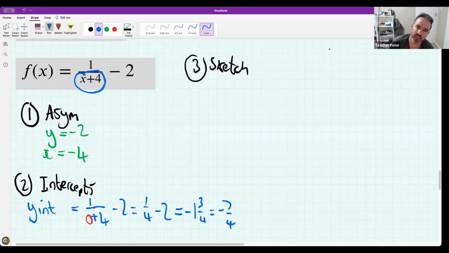Does that help, Anushka? Because basically, another way of getting the asymptote is to say x plus 4 must be equal to 0. So therefore, x is -4. Perfect, Anushka. Perfect.